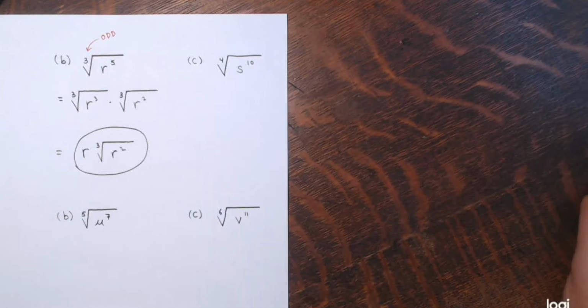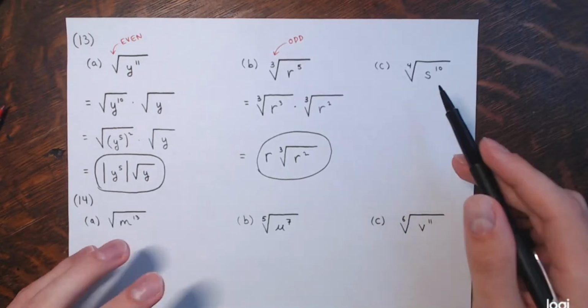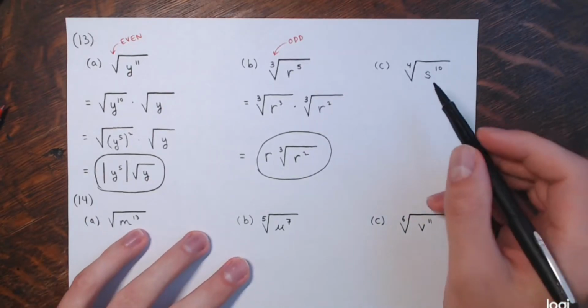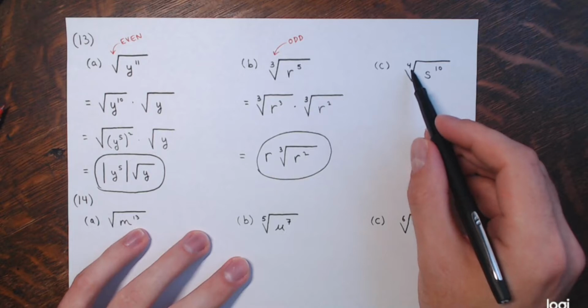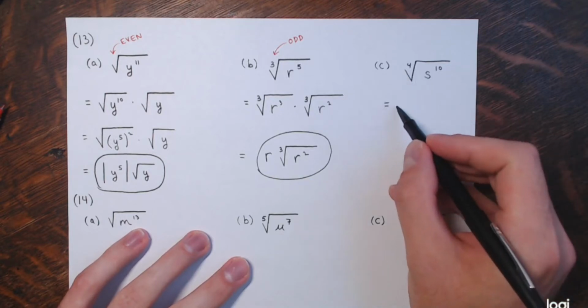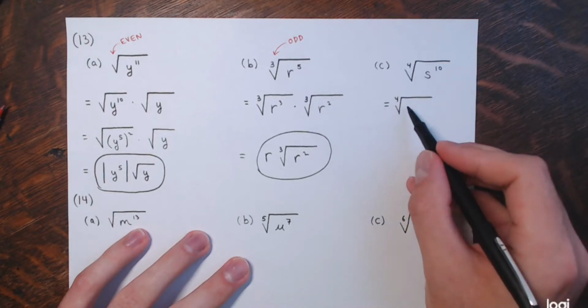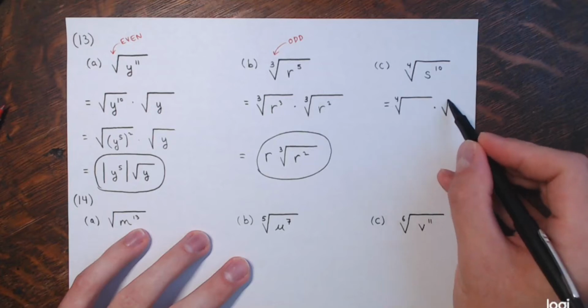All right, so that's the last I'm going to do with that, but I'll leave it to you to check with the calculator all these other ones. So we're back to an even root, a fourth root. And I'm going to break this up. We have the fourth root of s to the 10th. Break it up into a fourth root times a fourth root.